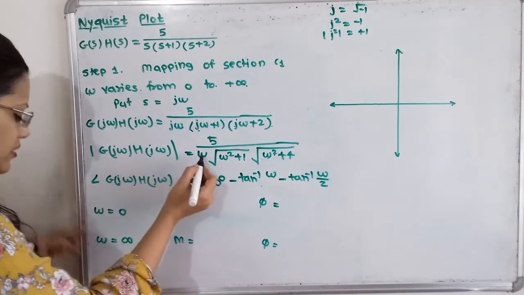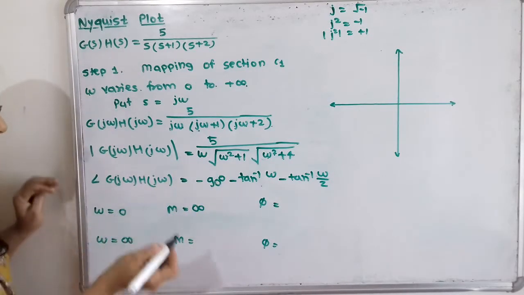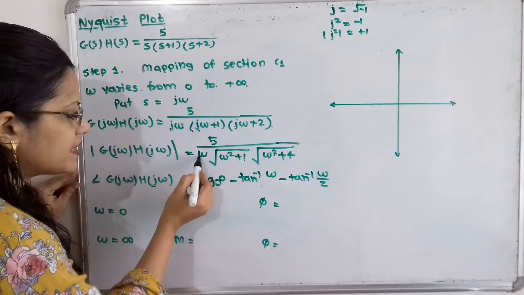So anything upon 0, that is equal to infinity. Now when we put omega is equal to infinity, then 5 divided by infinity.